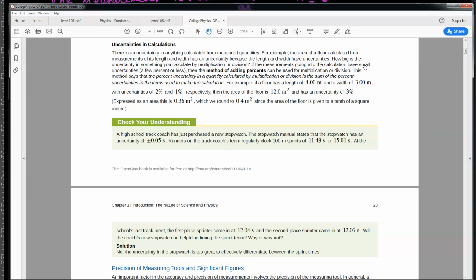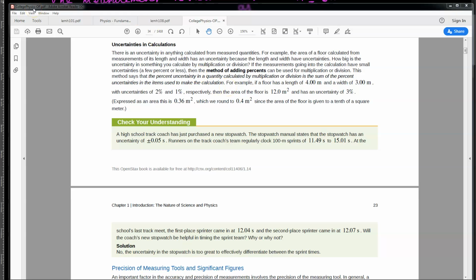This method says that the percent uncertainty in a quantity calculated by multiplication or division is the sum of the percent uncertainties in the items used to make the calculation, right?